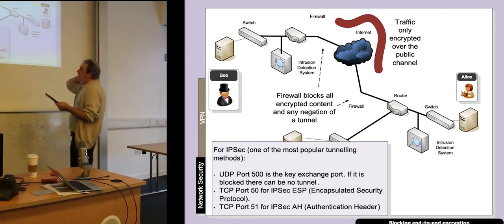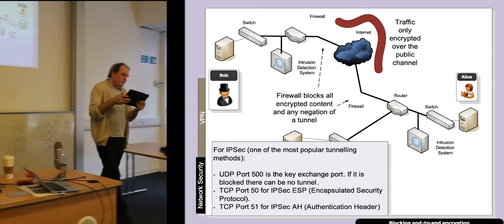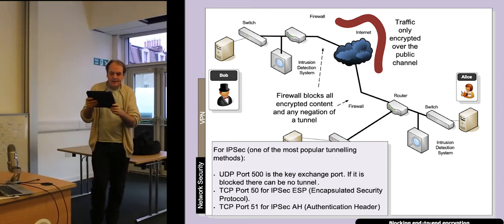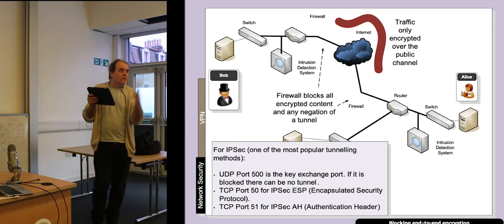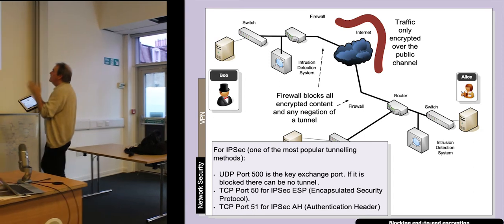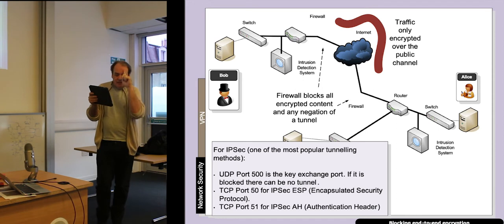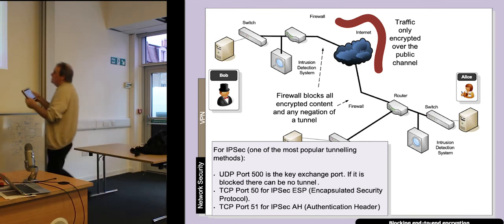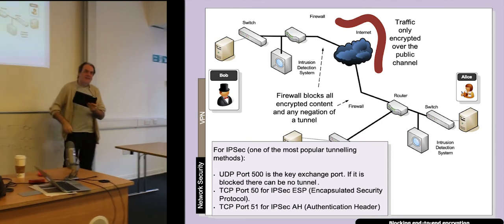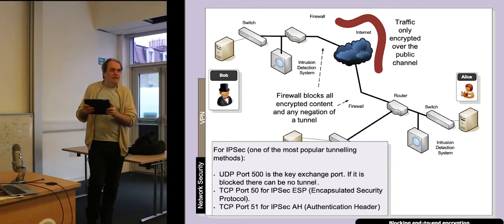So how do we actually block it? Well, we use UDP port 500 to do the negotiation. If we block that, then no tunnel is going to happen. So on a corporate network, we just detect and we block on the firewall at port 500. Also in TCP protocol 50 and 51, and the TCP header identifies that we're using encrypted packets or an authenticated header within IPsec.